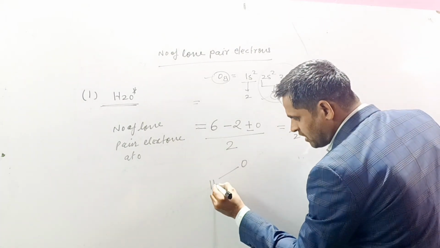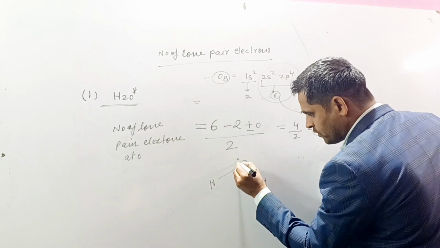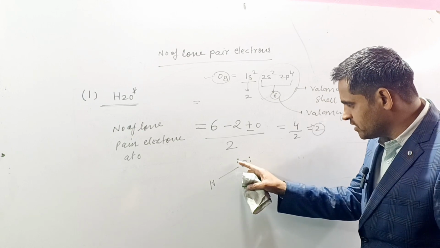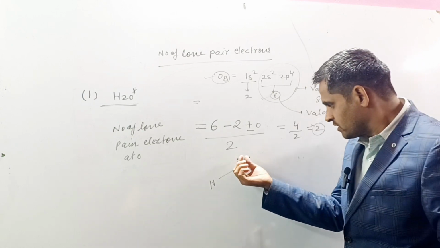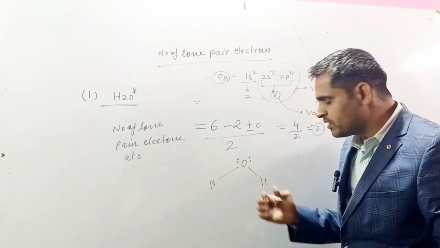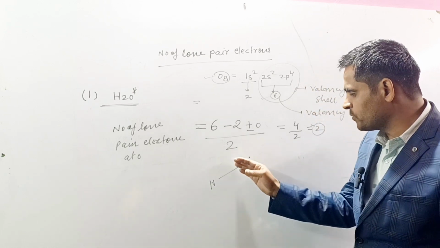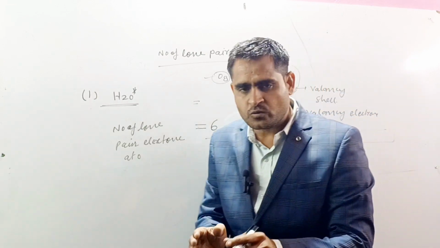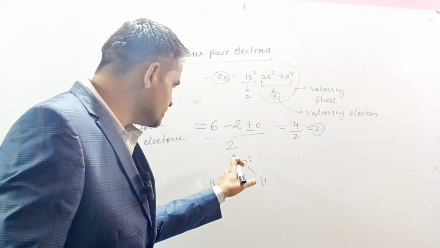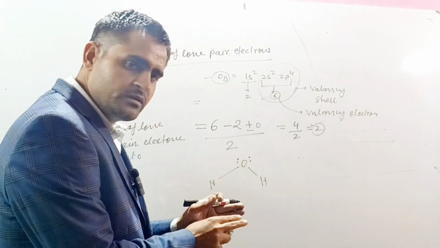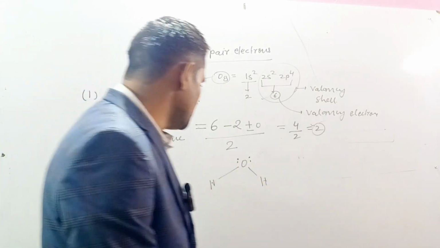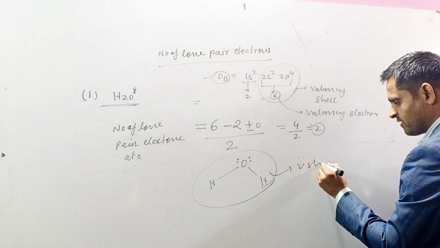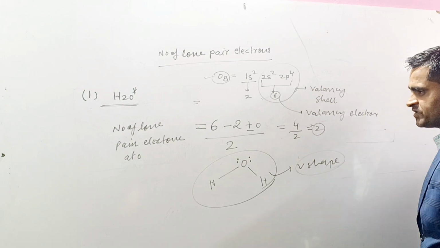So the complete structure of H2O is like this, because of the repulsion between these lone pairs. The lone pair and this lone pair repel each other, so this distance is found between them. Now the complete structure of H2O is V shape. H2O is found in V shape.